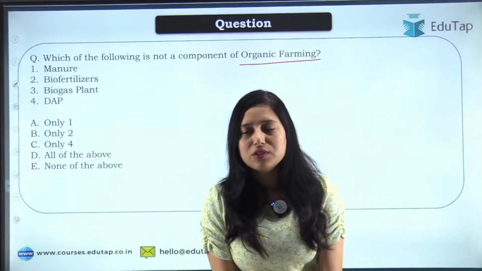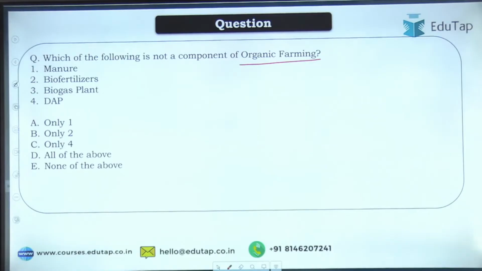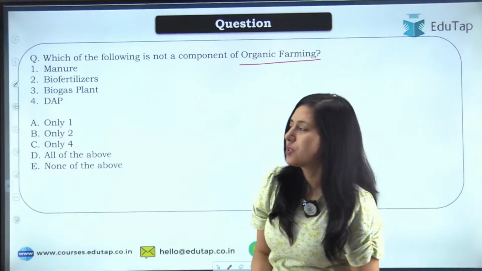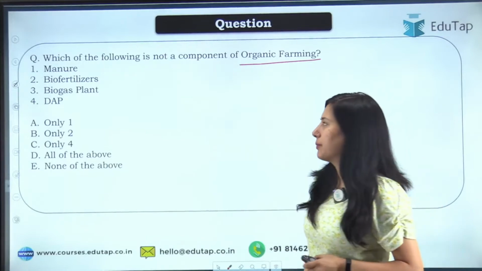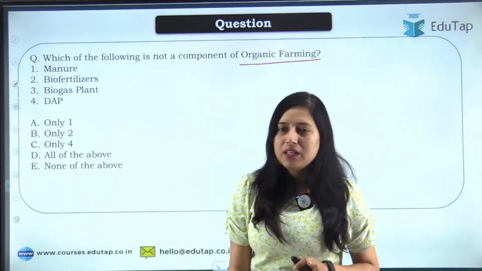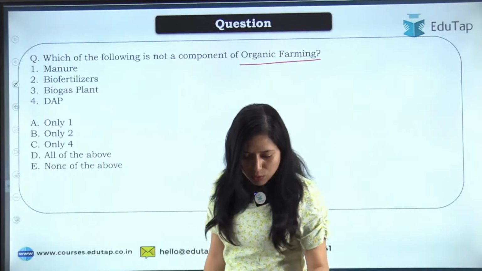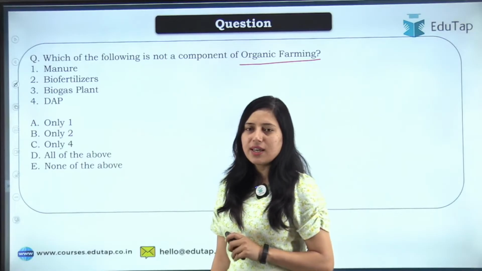Just quickly give me the answer to this question. So guys, what will be the answer? You have to tell me which, out of the given options, is not a component of organic farming. The options are manure, biofertilizer, biogas plant, DAP. Can anyone tell me the answer? Okay. Very good, Jacqueline, Anu. Anyone else want to try? Very good, Vidyanshi, Sudarshan. Take care.